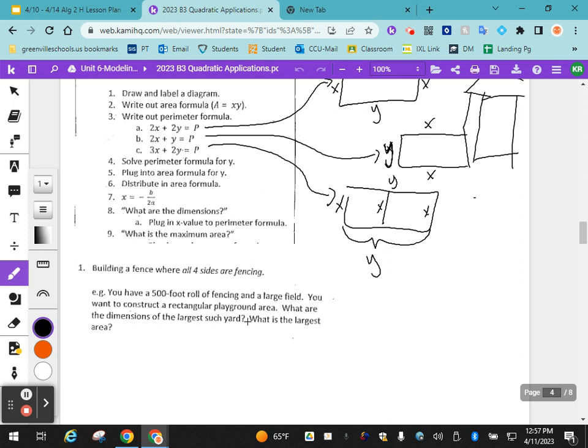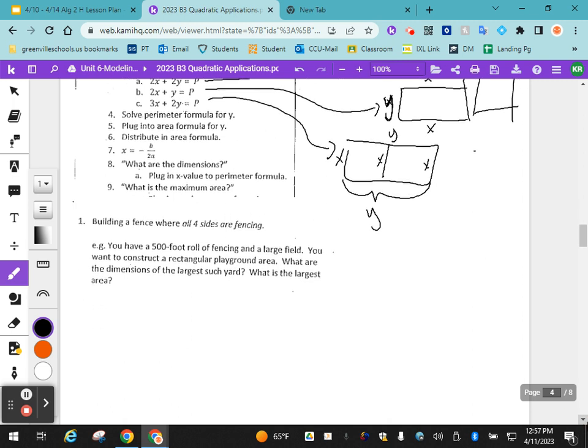Why we have to use quadratics is because that's how we find our maximum. Maximum is your vertex, so we need an equation to give us a vertex. The first equation we're going to come up with is the perimeter, after we draw a picture. So just a rectangle, nothing special to it. Rectangle, x by y. Perimeter of this would be 2 x's and 2 y's. So 2x plus 2y equals 500.